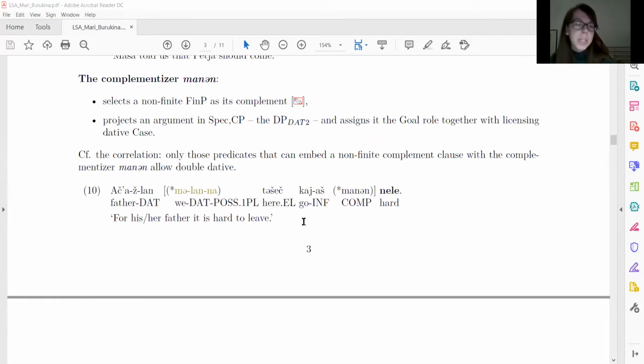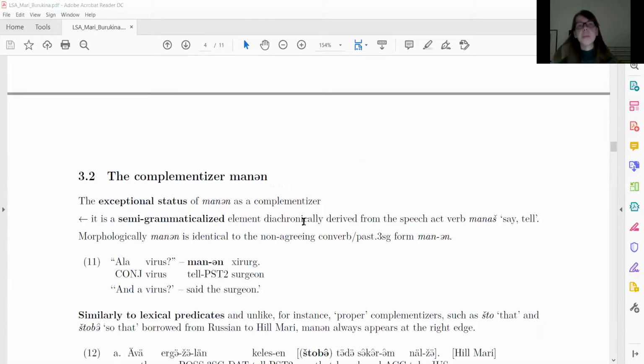So let me now talk a little bit more about this complementizer manin, because after all, we don't see quite often that a C head can project an argument, right? So I would like to propose that the exceptional status of manin as a complementizer comes from a simple fact that it is a semi-grammaticalized element. So diachronically, manin is derived from the speech act verb manash, to say, to tell.